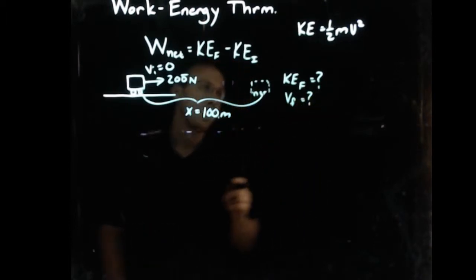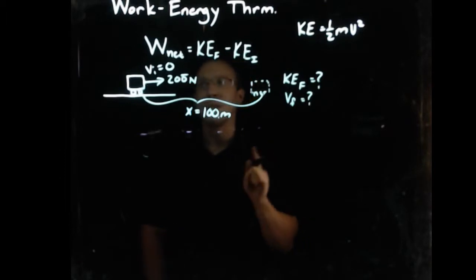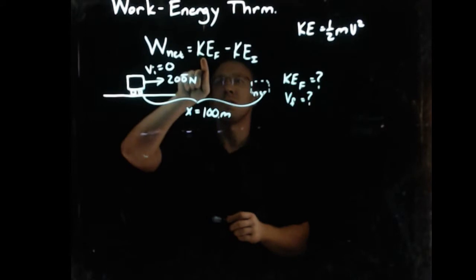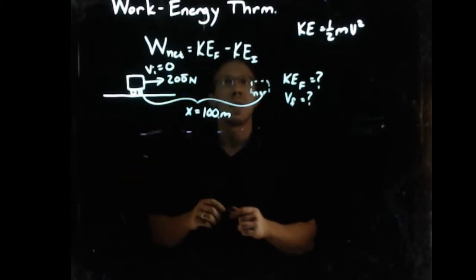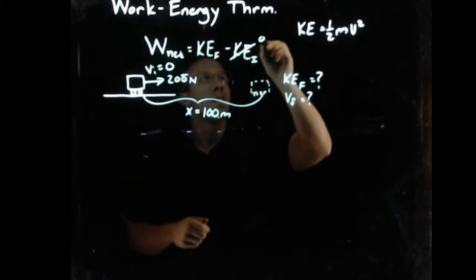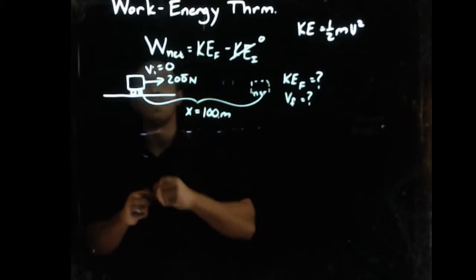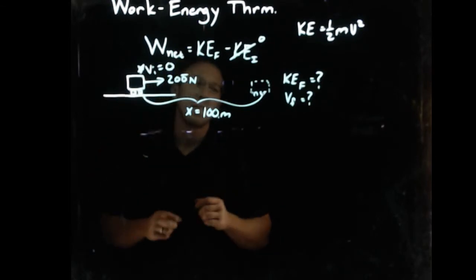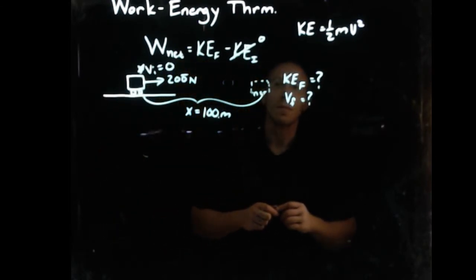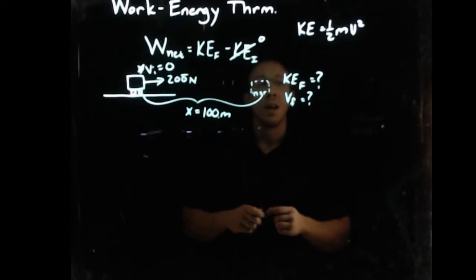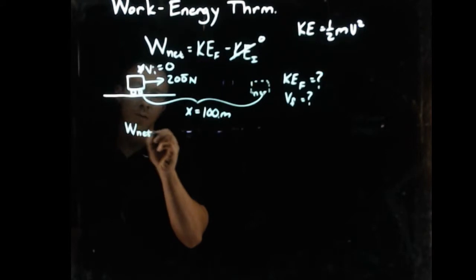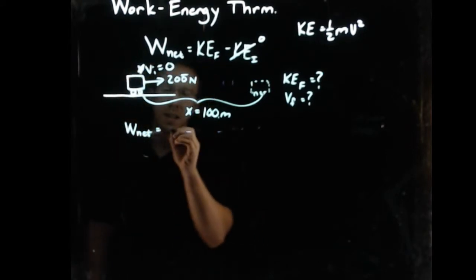I like this problem for multiple reasons, but I really like it because it allows us to see how work is directly related to energy. Now, in our equation, the kinetic energy is 0 due to our initial velocity being 0. And so I'm going to write my equation as W net, or the net work, you can just write W if you would like, is equal to KEF.